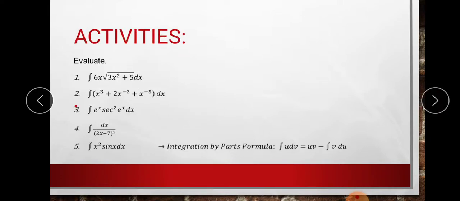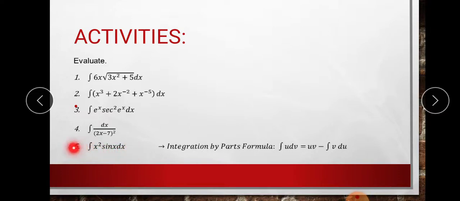So it's your turn to solve. Activities. Evaluate. Number 1. The integral of 6x times square root of 3x squared plus 5 dx. Number 2. The integral of x cubed plus 2x raised to negative 2 plus x raised to negative 5 dx. Number 3. The integral of a to the x secant squared a to the x dx. Number 4. The integral of dx over 2x minus 7 squared. Number 5. The integral of x squared times sine x dx.